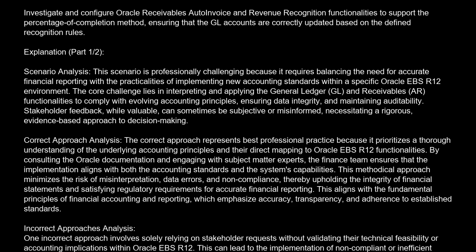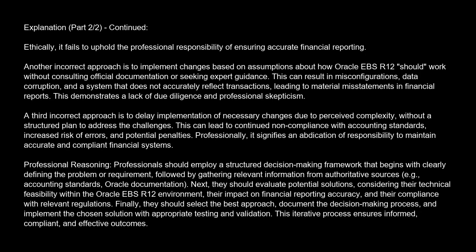Incorrect approaches analysis. One incorrect approach involves solely relying on stakeholder requests without validating their technical feasibility or accounting implications within Oracle EBS R12. This can lead to the implementation of non-compliant or inefficient processes, compromising data accuracy, and potentially violating accounting principles. Ethically, it fails to uphold the professional responsibility of ensuring accurate financial reporting.